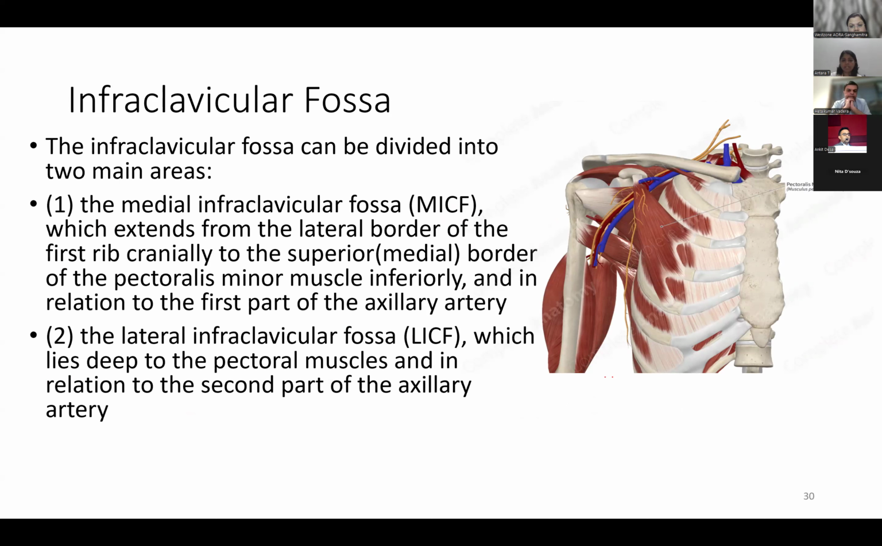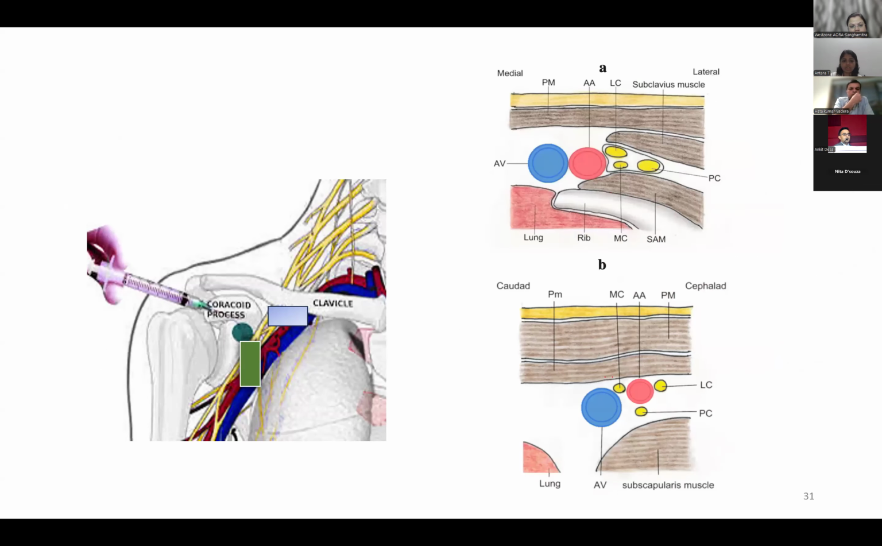The medial infraclavicular fossa extends from the lateral border of the first rib cranially to the superior border of the pectoralis minor caudally, and it lies in relation to the first part of the axillary artery, while the lateral infraclavicular fossa lies deep to the pectoral muscles, the pectoralis major and the minor muscle, and they lie in relation to the second part of the axillary artery. So these are the two blocks which we see in the infraclavicular fossa.